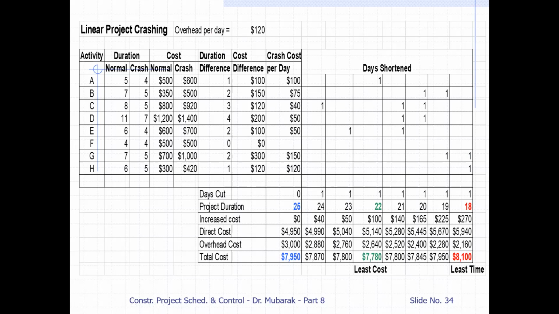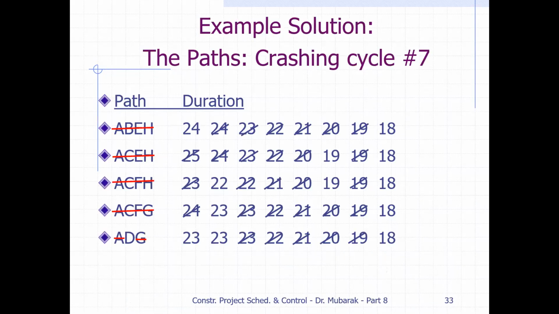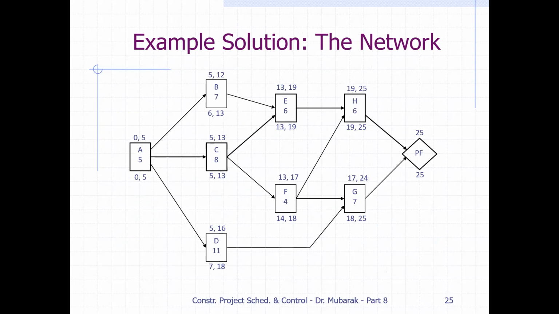Now go back to your diagram and draw the critical path, then cut 1 day from C, because on the critical path A, C, E, H, the direct cost is minimum at C. So we cut 1 day from C. Practically, you have to go back to this diagram. Instead of 8, it will be 7.